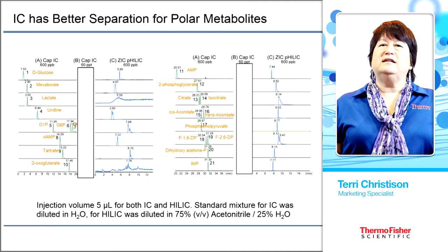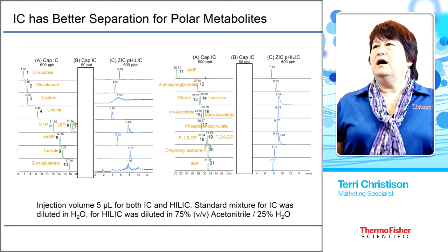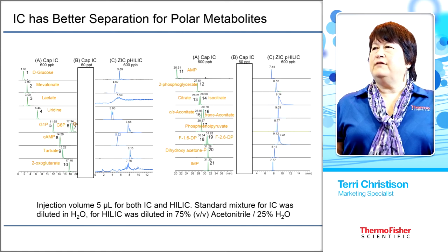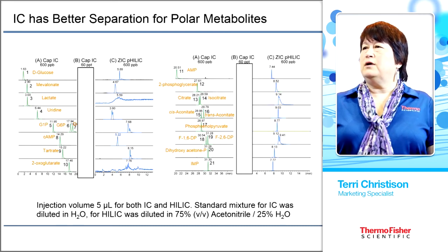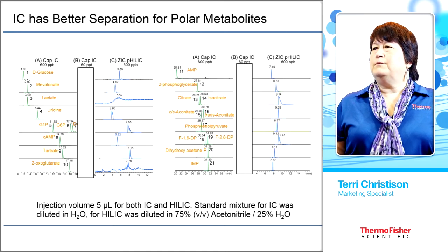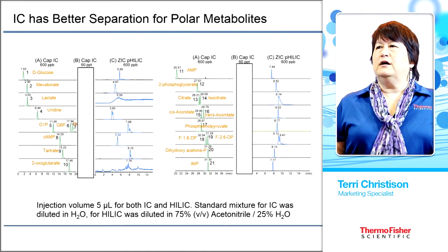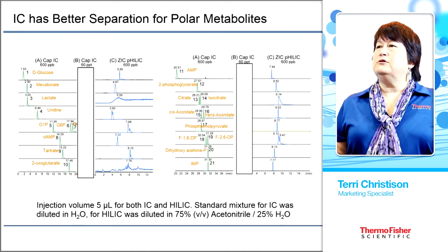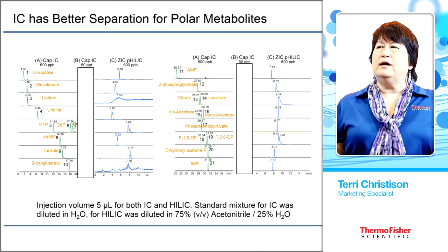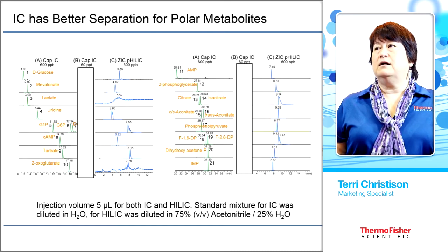Now, again, to demonstrate it has a better separation for polar metabolites, here we show a comparison between CAP-IC and HILIC, HILIC in the blue and CAP-IC in the green. As you can see, about halfway down on the first column, we have glucose 1-phosphate, glucose 6-phosphate and fructose 6-phosphate, 3 peaks. Whereas right next to it is the HILIC method, and we have 1 peak with a couple of knobs on it. So you could kind of say, well, we have 2 peaks there.